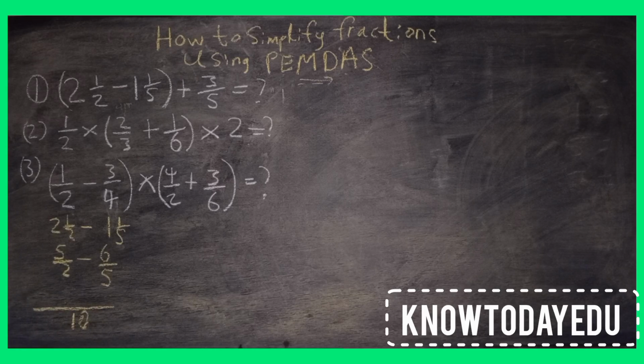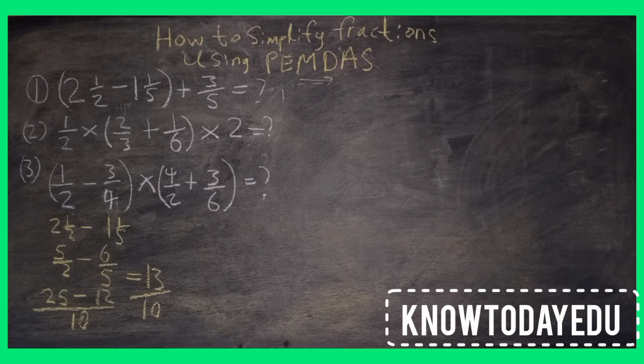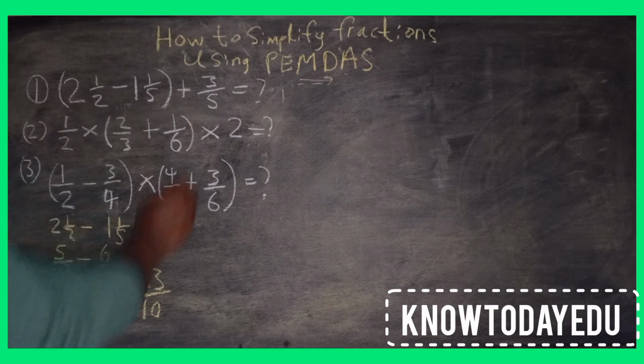Now we have 10 divided by 2, it is 5. 5 times 5 is 25. Okay, minus 10 divided by 5 is 2. 2 times 6 is 12. So this will be equals 25 minus 12 is 13 on 10. Okay, so we have simplified this bracket and arrived here.